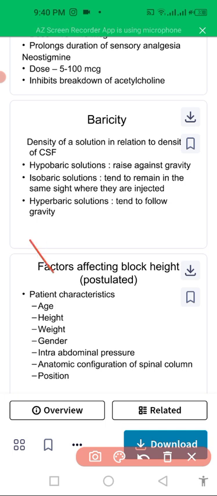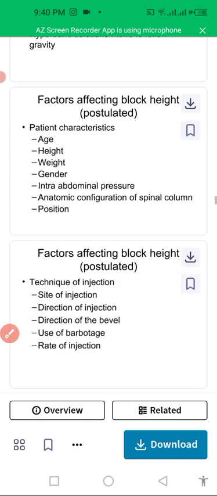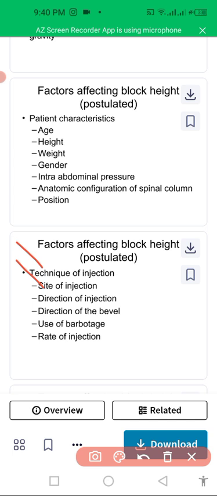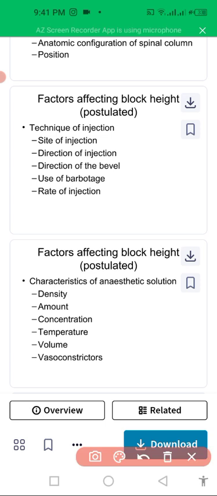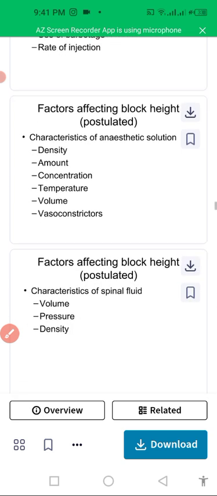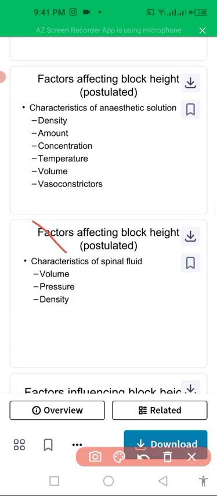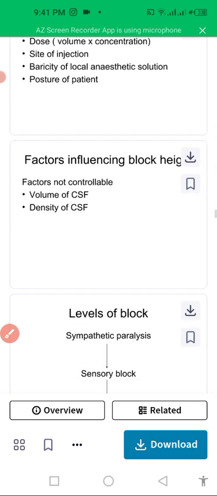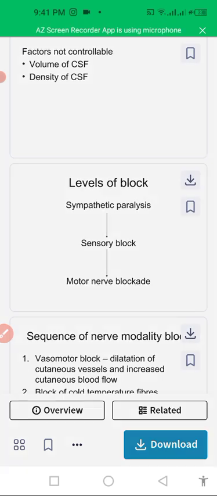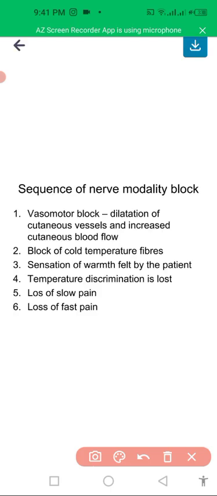Factors affecting the block: height, patient age, weight, gender, intra-abdominal pressure, anatomical configuration of the spinal cord, and then technique, site, direction, and the use of barbotage or rate of injection. And then other factors are density, amount, concentration, volume, and vasoconstrictors. Other factors that affect height are posture, volume, pressure, density, dosage, baricity, and volume of CSF. These things are very important.